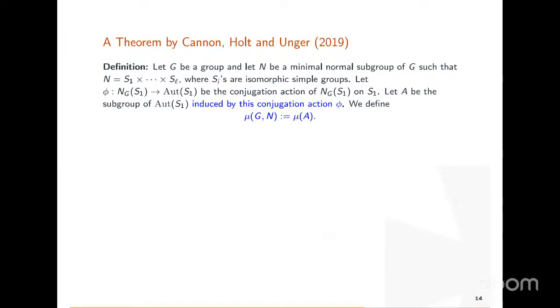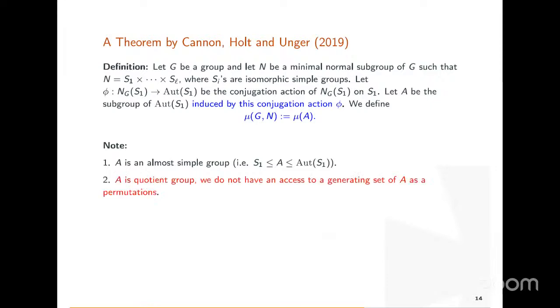Then we define mu(G, N) to be mu(A), where A is the quotient group which is an image of phi. So it is the normalizer quotient the kernel of phi. It is easy to see that A is an almost simple group, but what is more important is that A is a quotient group, namely the normalizer of S1 in G modulo the kernel of phi, because it is an image of phi.